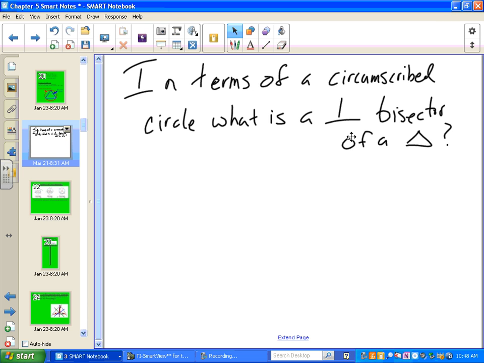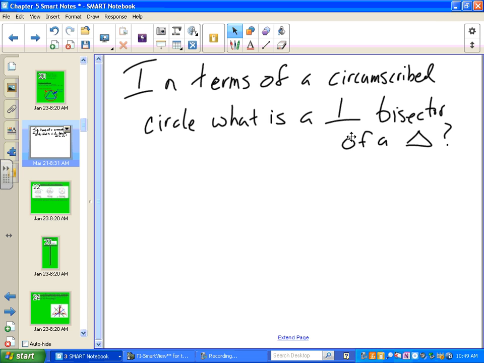On any right triangle, would the circumcenter be on the hypotenuse? Yes, I'm going to go through that. So, in terms of a circumscribed circle, the perpendicular bisector is going to be the diameter of the circumscribed circle. Now, the circumcenter itself is always the center of a circumscribed circle. But in terms of triangles, it can change locations.